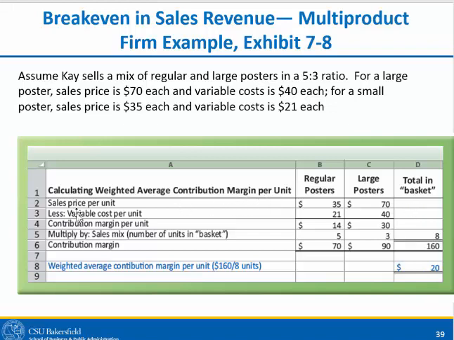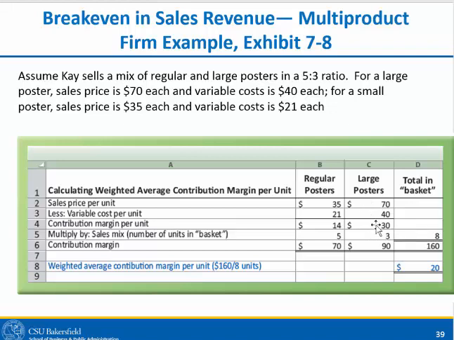For regular posters, we start with the sales price per unit, $35, then minus variable cost per unit, which is $21. Then, in the regular posters column, we know that the contribution margin per unit is $14. And for large posters, we have a $70 sales price minus $40 variable cost per unit to arrive at $30 contribution margin per unit.